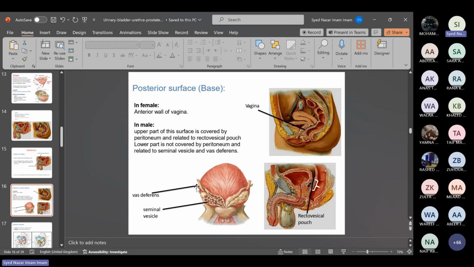So in the female, the ureter is related to the uterine artery, and in the male, it is related with the vas deferens. So you need to appreciate this structure while you are looking at this model or this specimen in the lab.